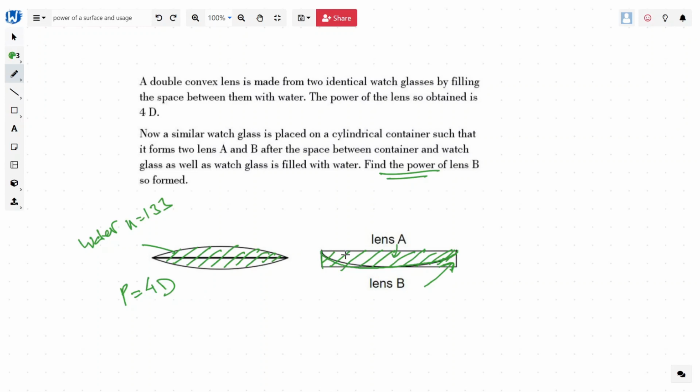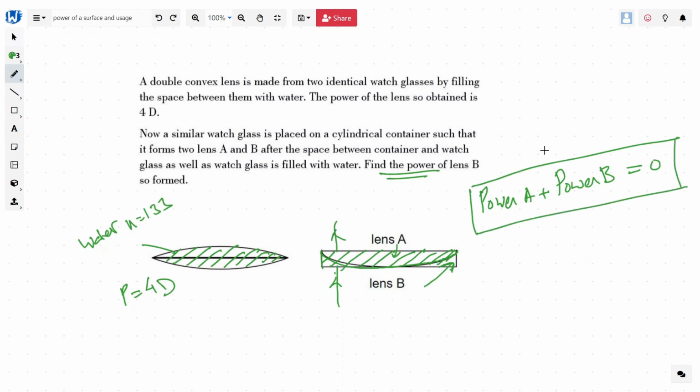Now see, it is now a plane surface, right? So the ray of light coming straight is not going to converge or diverge, which means the power of A plus power of B is going to be equal to 0. Similar to the condition we used in our last example: when there's no convergence or divergence of the ray, the power is 0. So the power of lens B is going to be equal to minus power of lens A.